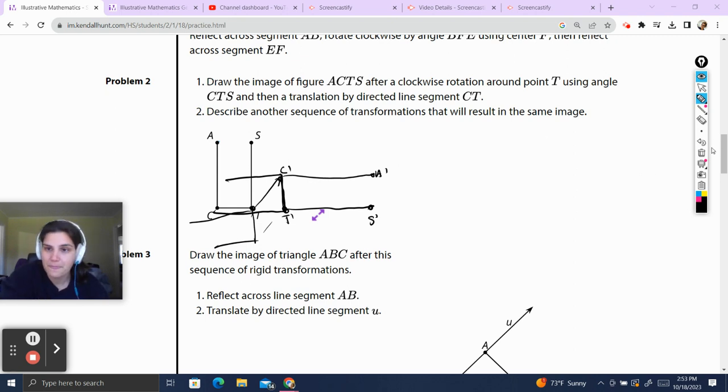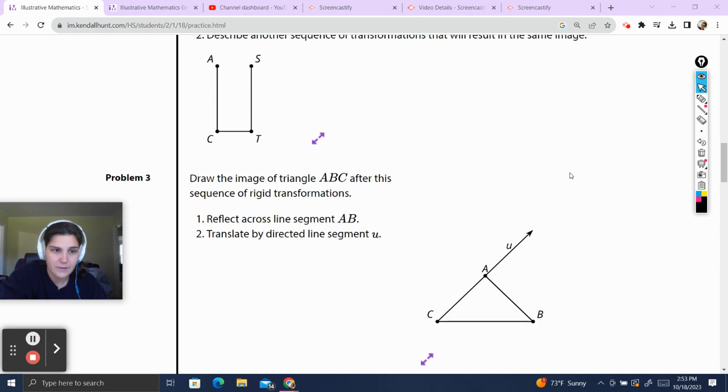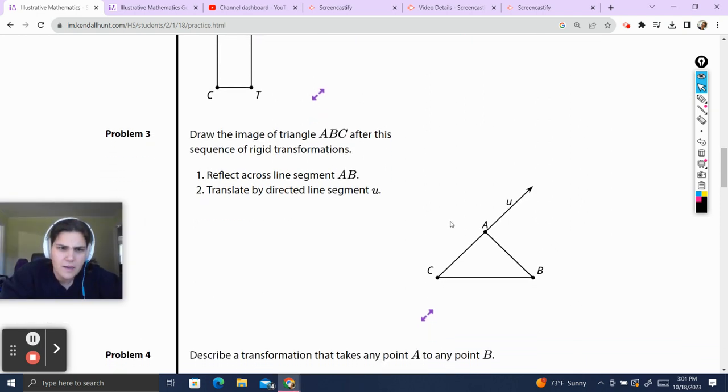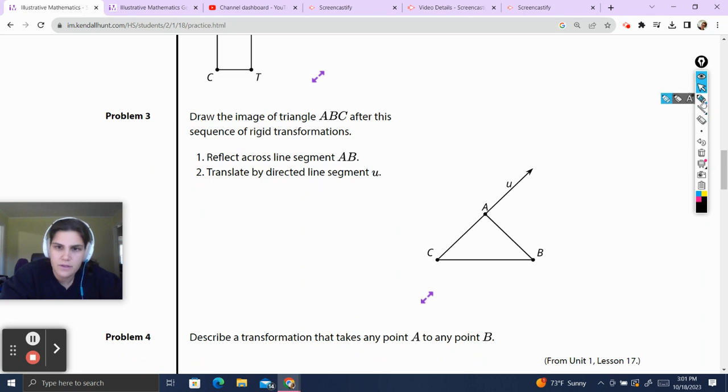And there we go. All right, let's go to the next question. Problem 3. Draw the image of triangle ABC after this sequence of rigid transformations. Reflect over line segment AB. So we're going to take this, we're going to reflect C over, which is going to bring C right about over here. We're going to call him C prime. And then we're just going to connect the points. A and B stay on the line of reflection, so they're going to stay where they are.